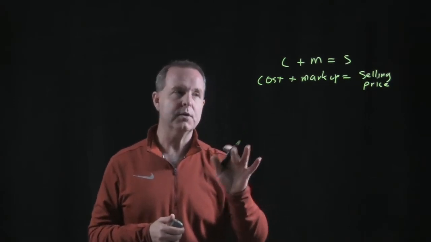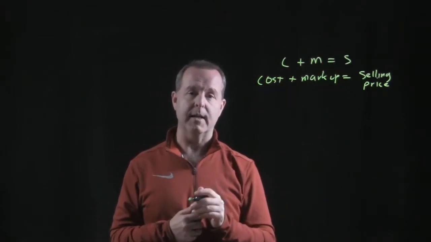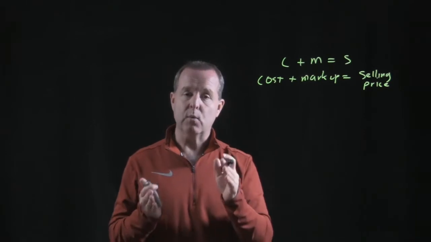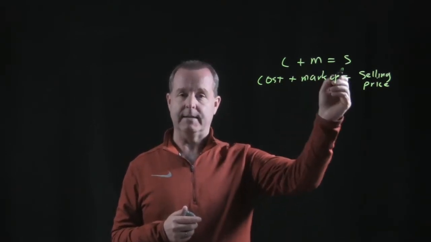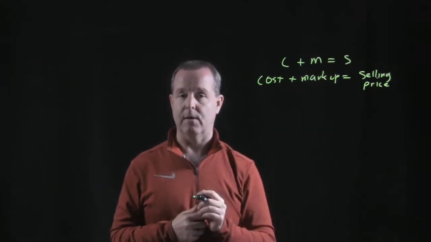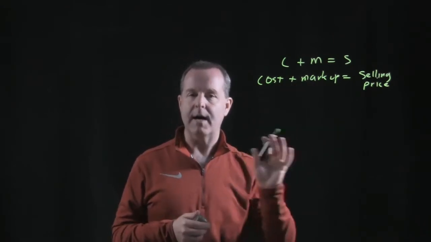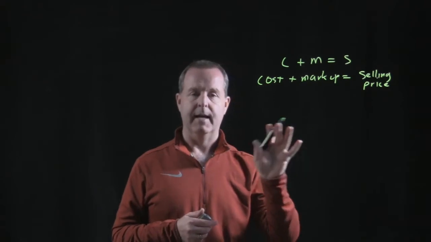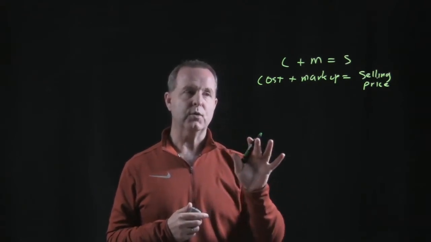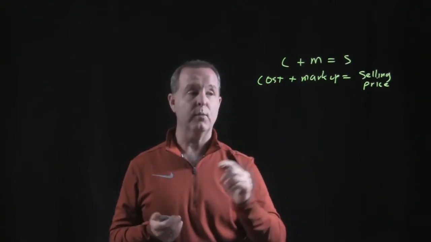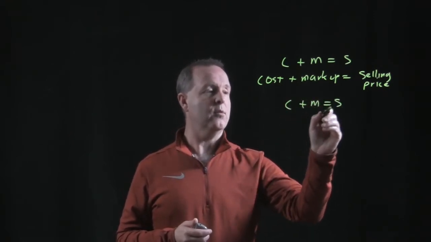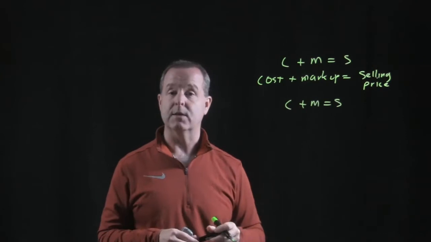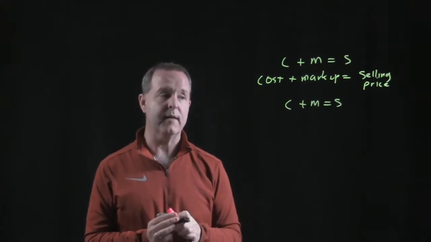So what we can also do is rearrange this formula algebraically so that we can come up with other solutions. So this is solved for S, which means that we have S by itself. Well, what if I want to get cost by itself? How do we do that? Well, we're going to treat cost, C, as our variable we've done before. So C plus M equals S. So maybe I want to solve it for C. How would we do that?